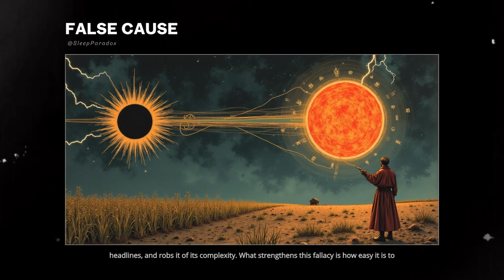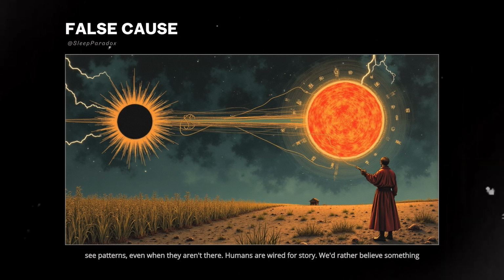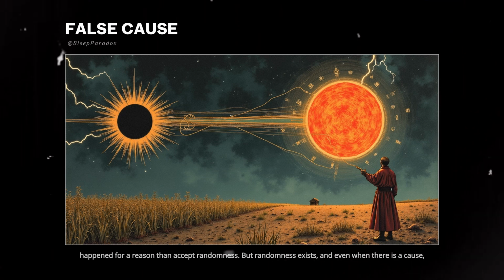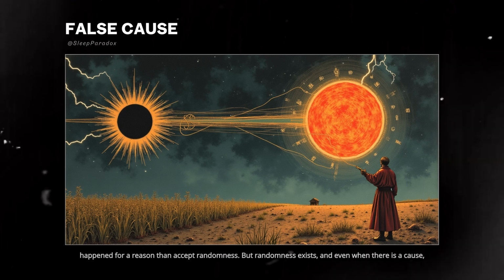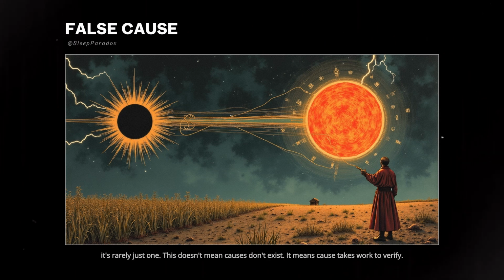What strengthens this fallacy is how easy it is to see patterns, even when they aren't there. Humans are wired for story. We'd rather believe something happened for a reason than accept randomness. But randomness exists, and even when there is a cause, it's rarely just one.